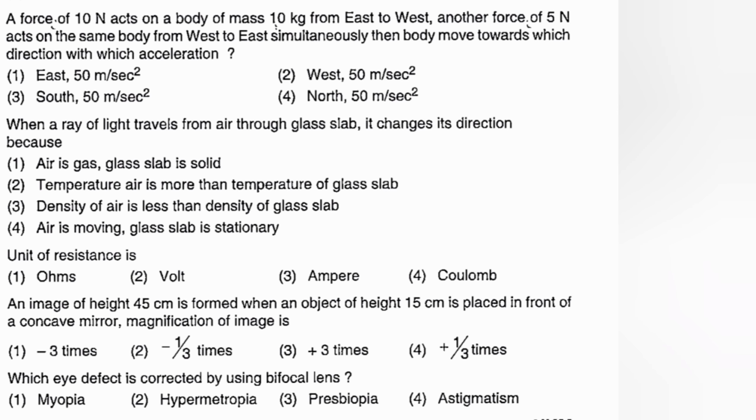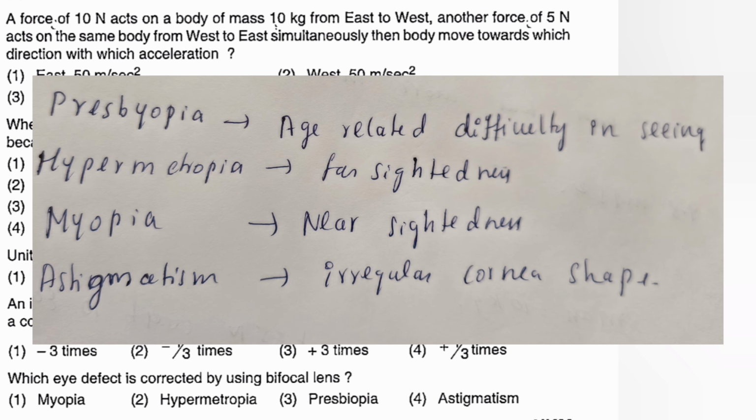Which eye defect is corrected by using a bifocal lens? The answer is presbyopia. Presbyopia is age-related difficulty in seeing near objects. So the answer is presbyopia. So consider the other options. Myopia, it is nearsightedness. Hypermetropia, farsightedness. Astigmatism, irregular cornea shape.